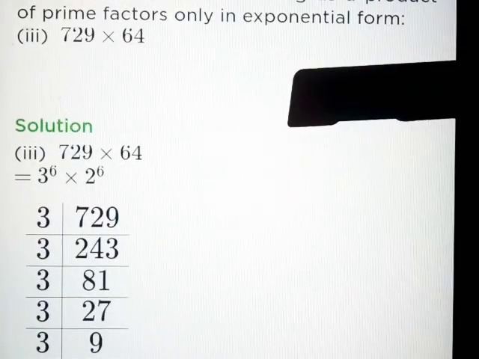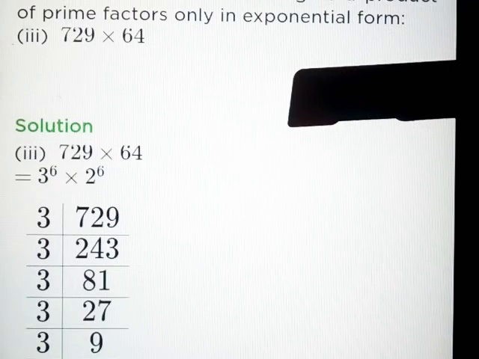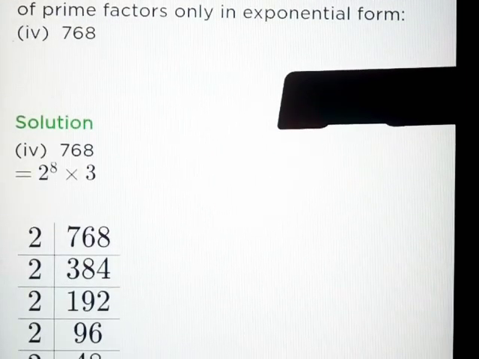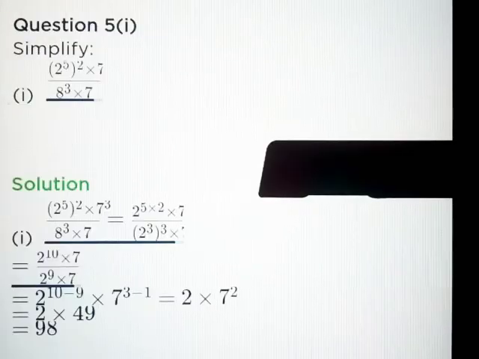Part C, 729 into 64 is equal to 3 raised to power 6 into 2 raised to power 6. Part D, 768 is equal to 2 raised to power 8 into 3. Question number 5, part A.